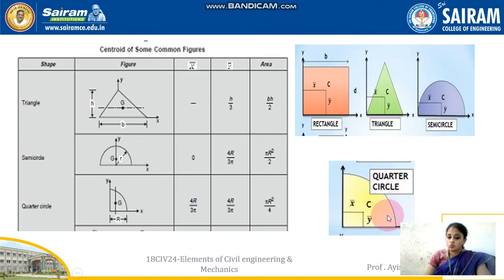And the next one is quarter circle. So quarter circle, x bar as well as y bar both are lying in between the radius only. So x bar is equal to 4r by 3 pi and y bar is also 4r by 3 pi and the area formula is pi r square by 4. The same we have written here. So for triangle, see x bar, actually here they haven't mentioned, but the x bar is b by 3 and y bar is h by 3.